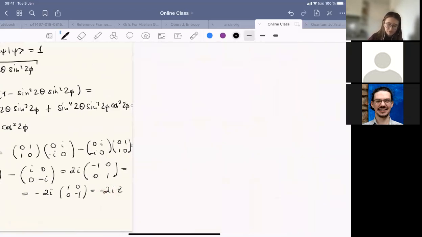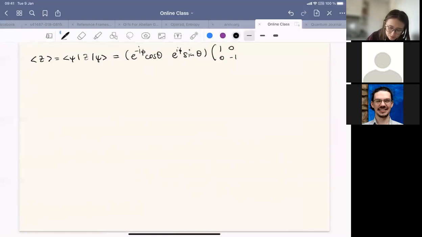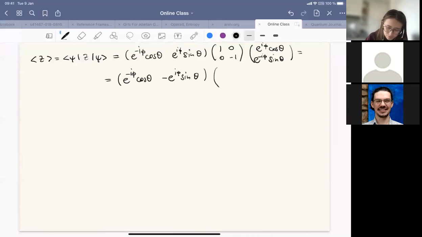And so the average of Z is just psi Z psi. So e to the power minus i phi cosine, e to the power i phi sine, Z, and the column vector. Okay, so here the first multiplication gives us this. And then we multiply it with a column vector.